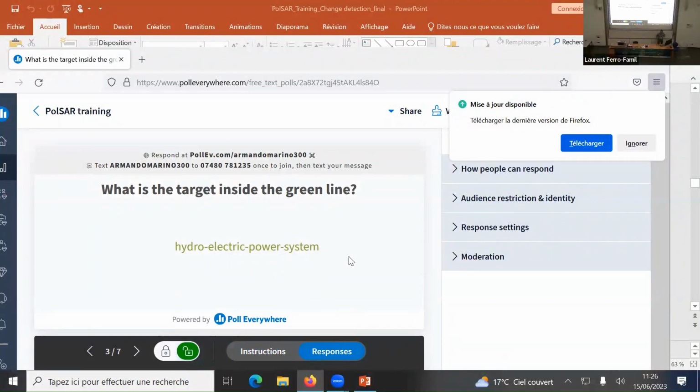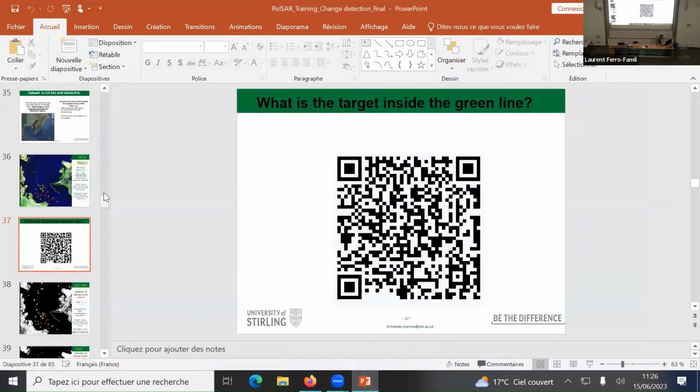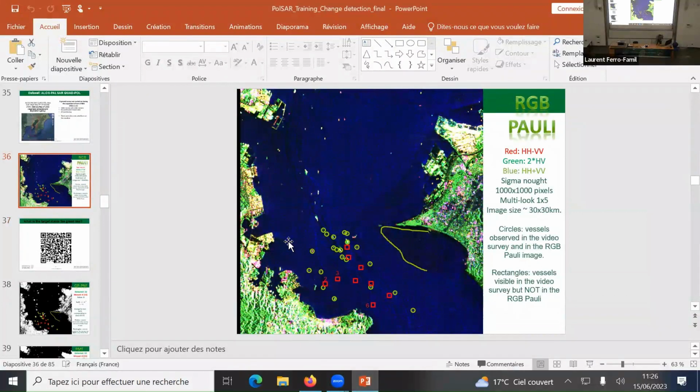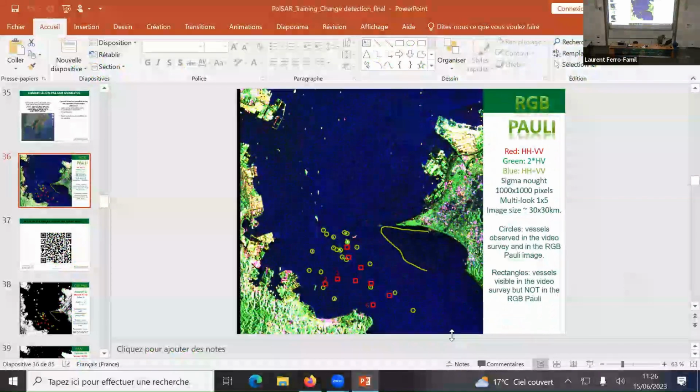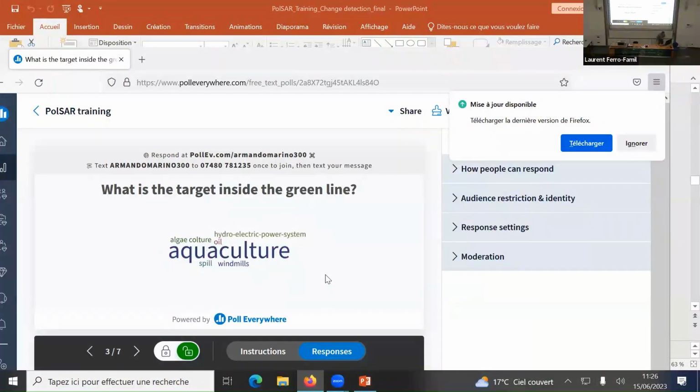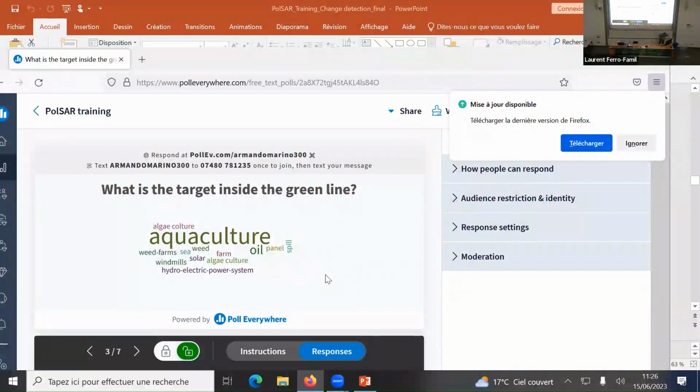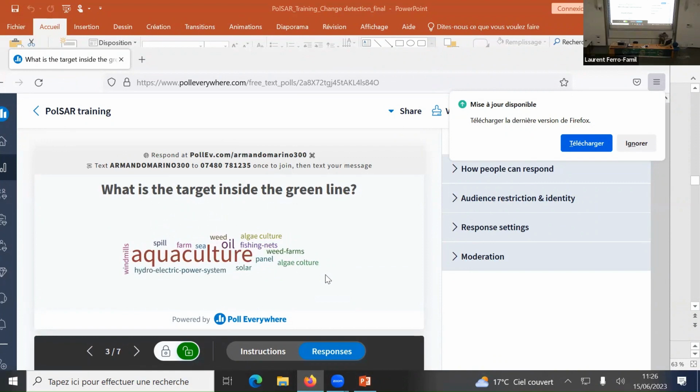High electric power system. Okay. Any other bet? Show again. This bit here. What do you think is there? You see, there is also a bit here. Okay, coming in: aquaculture, oil, seaweed, solar panels, windmills, farm. What is that?